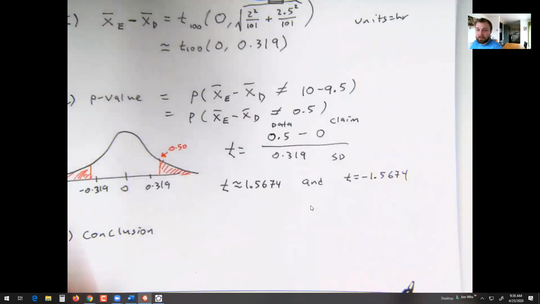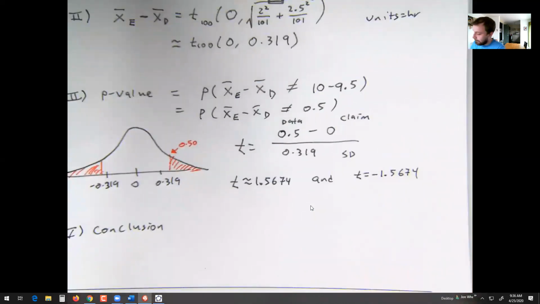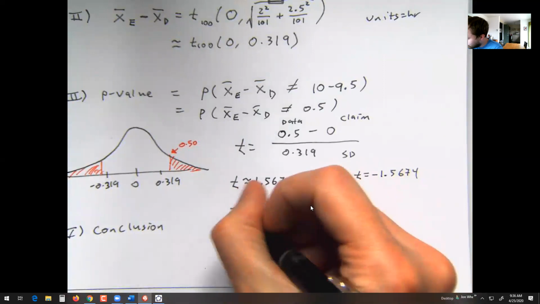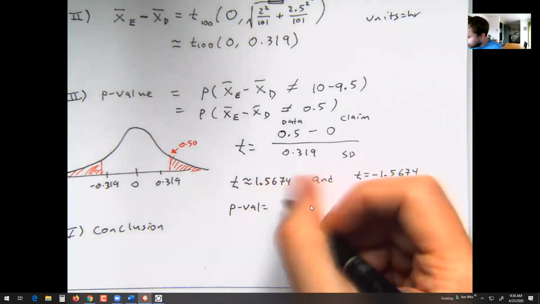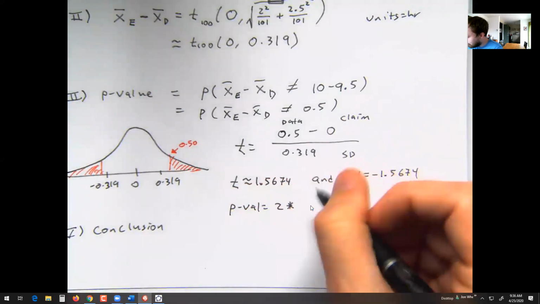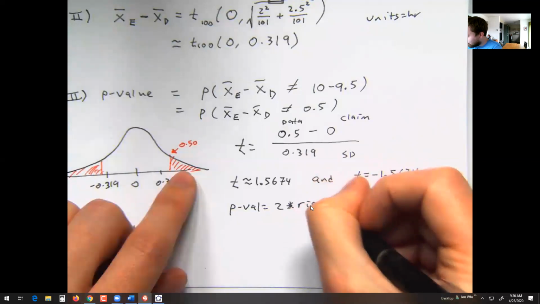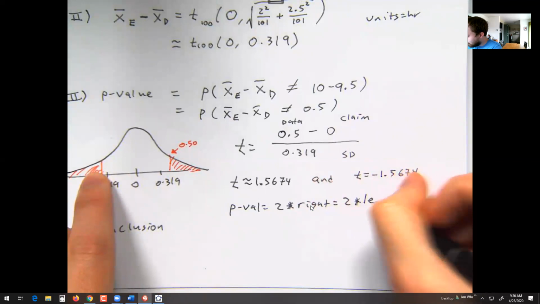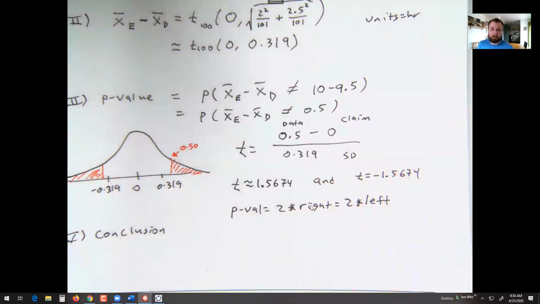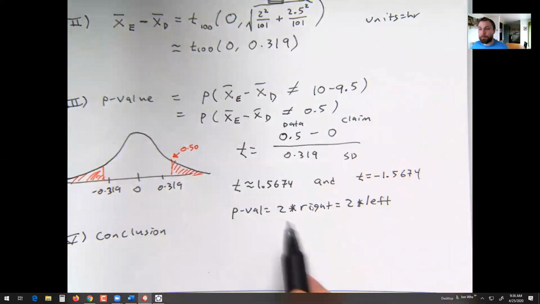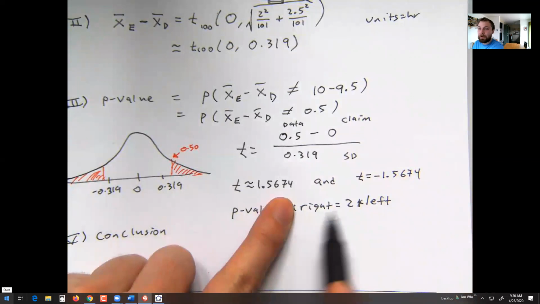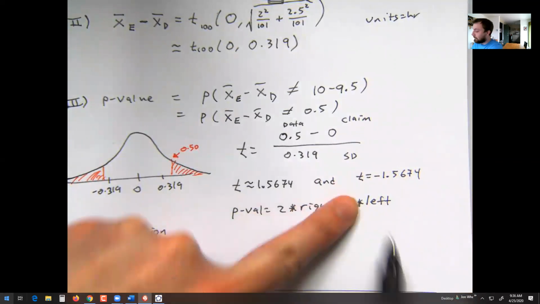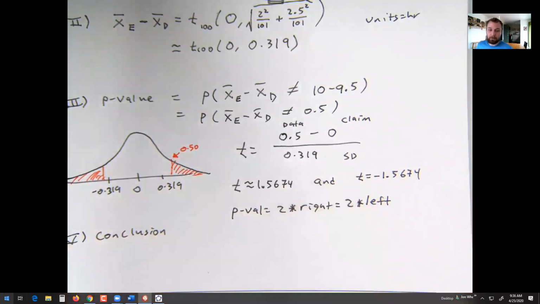When I'm looking up t-scores, I use tcdf. So my p-value in this case is going to be 2 times either the right side, if you want to look up the area of the right side, or 2 times the left side if you want to look up the size of the left tail. I'm doing this multiplication by 2 here because I'm testing for a difference. If this was strictly a greater test, it would just be right. If this was strictly a less test, it would just be that left value.